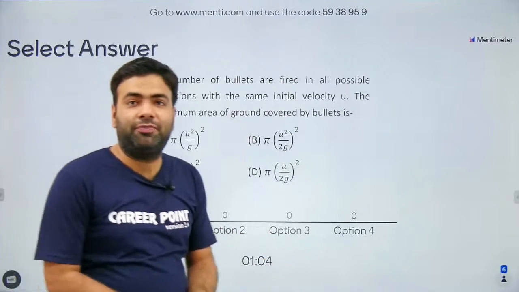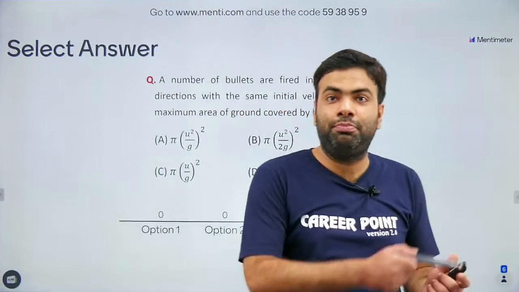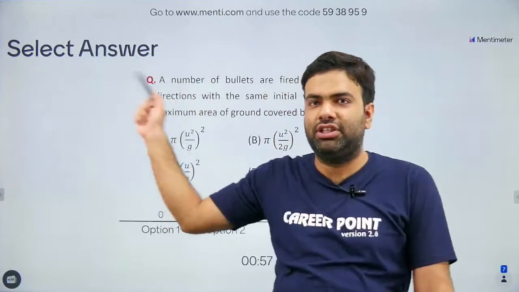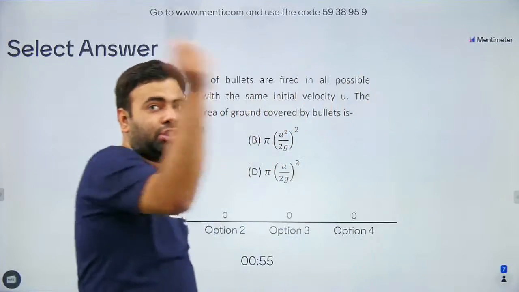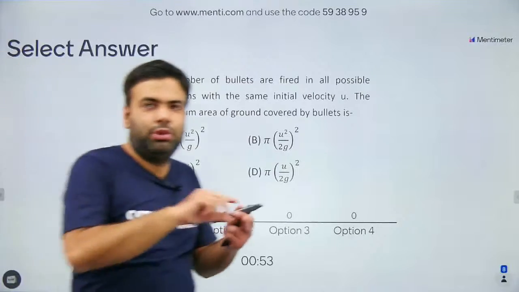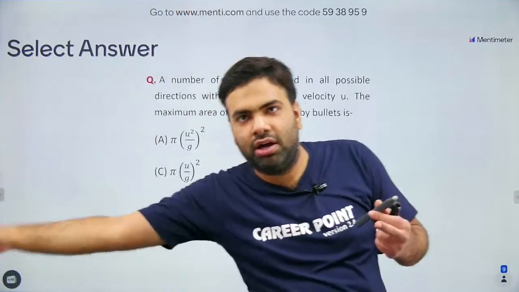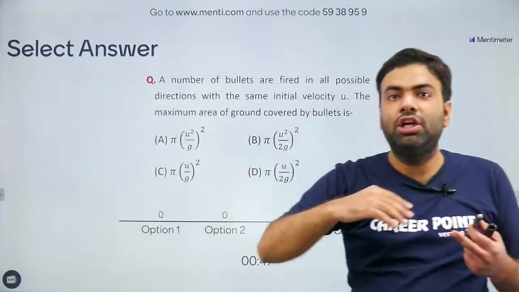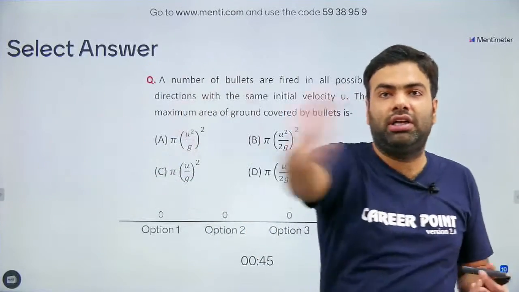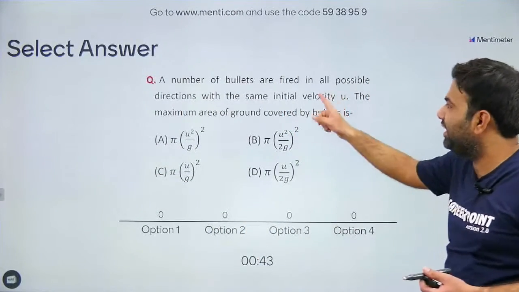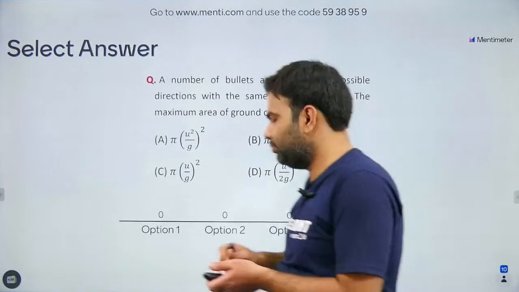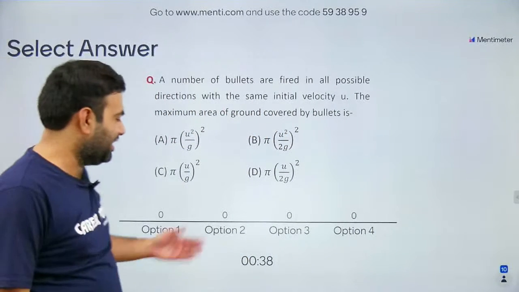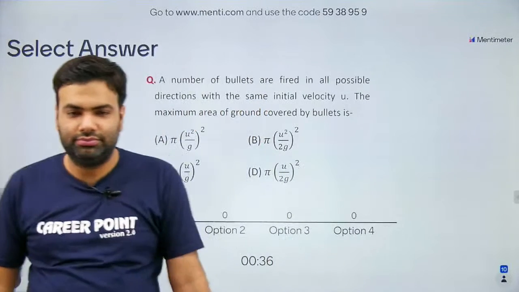A number of bullets are fired in each possible direction. He is firing in each possible direction. So what will happen? The bullet will go up and then strike the ground. You can assume there is no bouncing after striking. So how much area will be covered if the projection speed is u? 10 students have answered and 37 seconds are remaining.